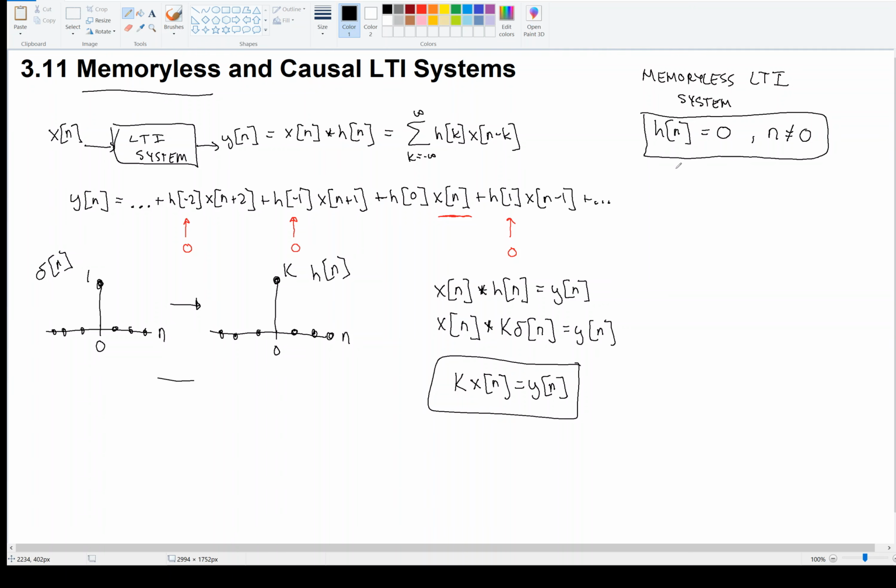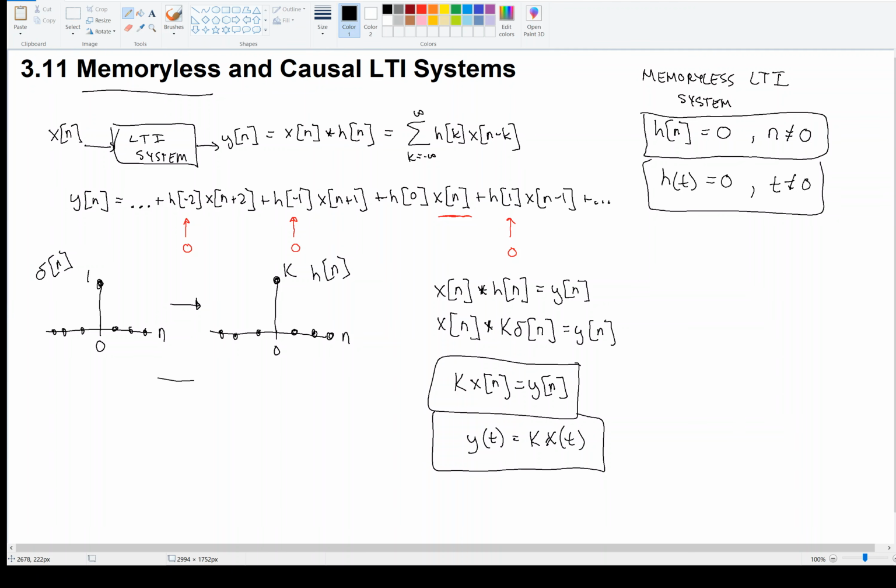If the system is to be memoryless and linear time invariant, I would have something like this. And this is also true in continuous time, that y of t is some constant times x of t. So these are proportional blocks, right, or amplifiers. Proportional blocks are memoryless and linear time invariant. Over here, the constraint, similarly for continuous time, is that h of t equals 0 for t not equal to 0. Okay?